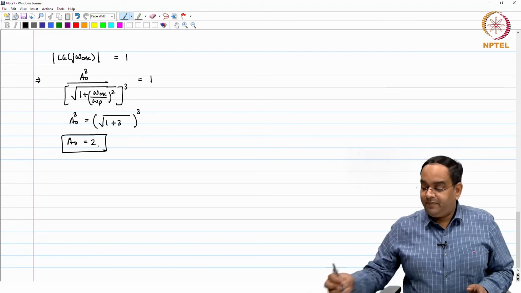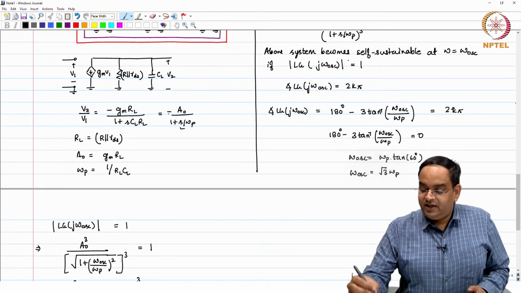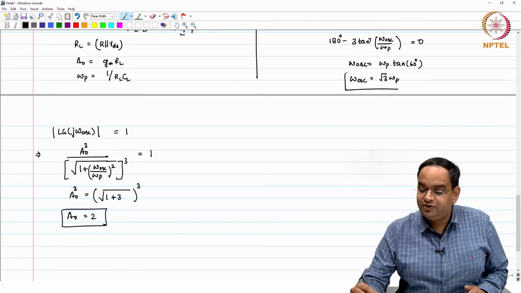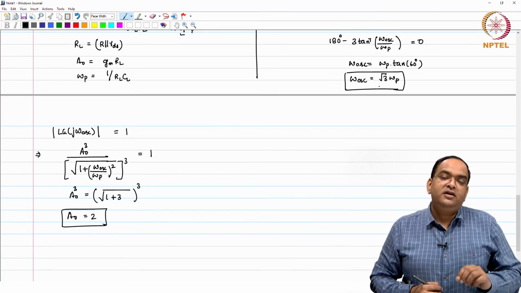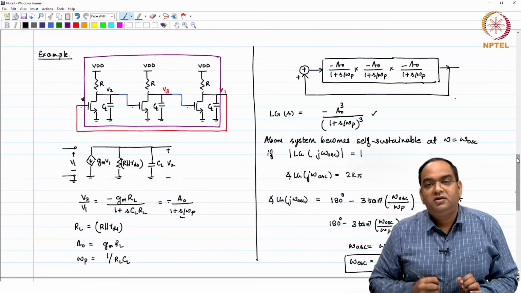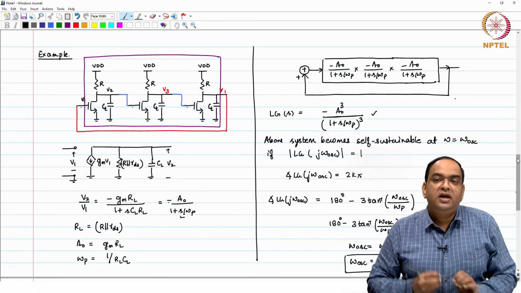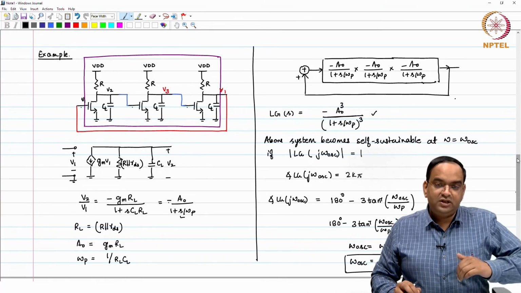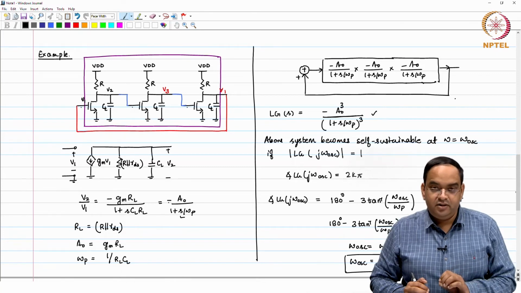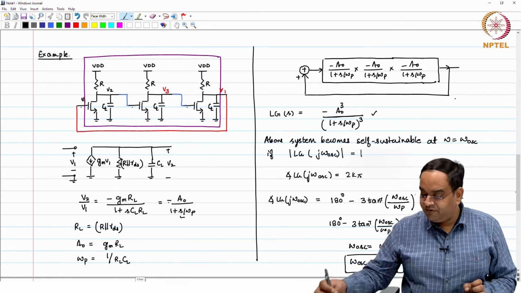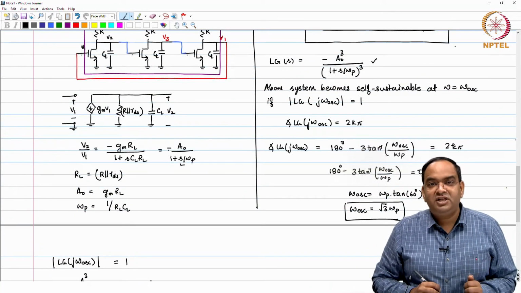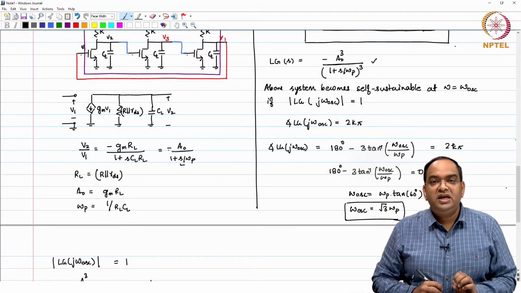So, if A naught happens to be 2 and omega oscillation happens to be root 3 times omega p, then you can get sustained oscillations for this particular example. Okay. And all the oscillators which are working on this negative feedback system, they are working on this principle only. Okay. Here you have seen a common source amplifier, you can have any other amplifier, you can cascade, and if you have the phase and the magnitude like this, you will see sustained oscillations.